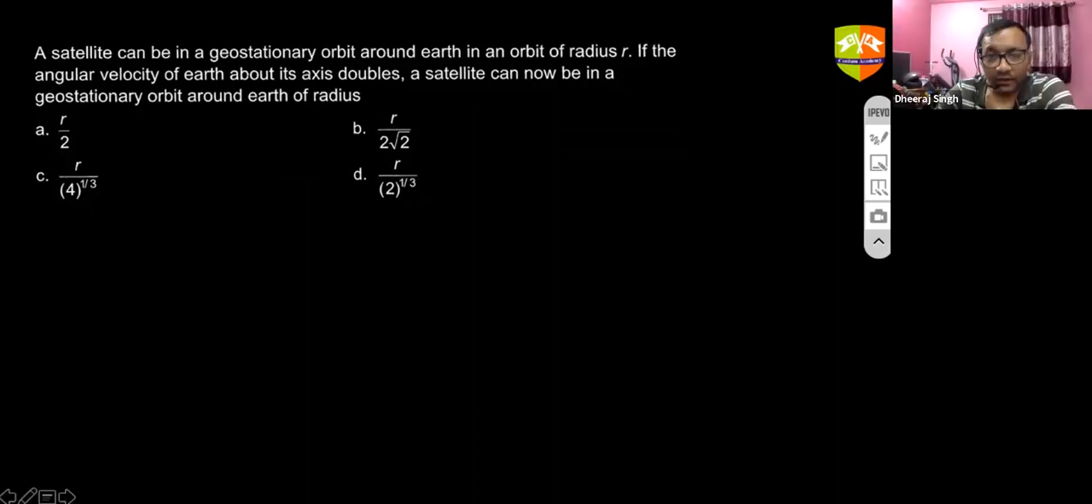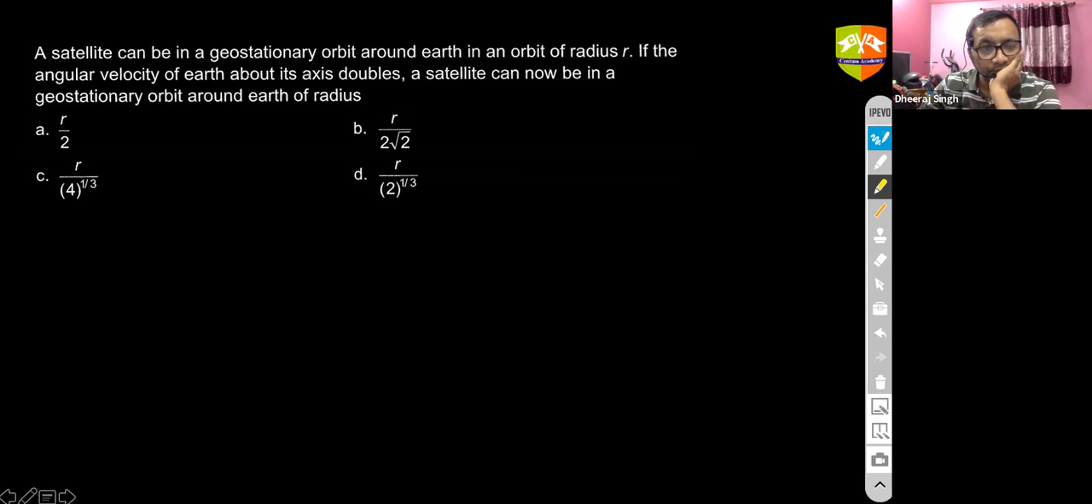Okay, Siddharth and Ritu got something. Which law will you be using here? Tell me. Law of periods, you will be using here or not?